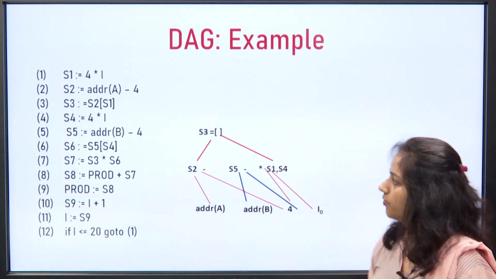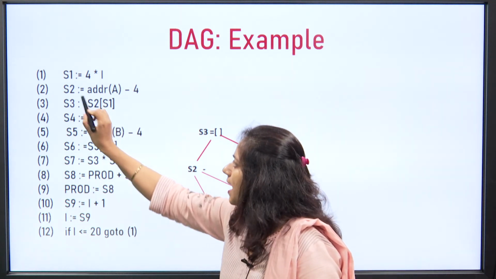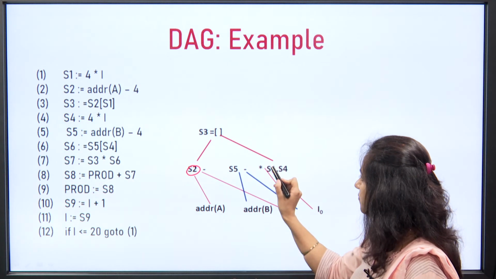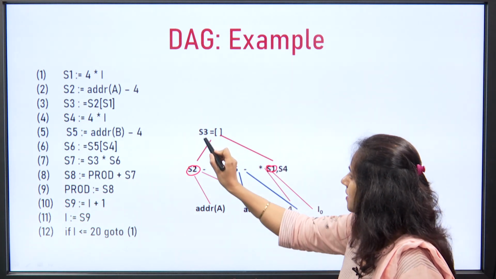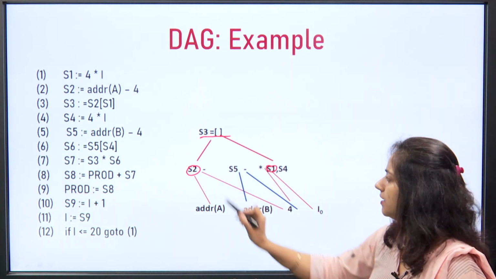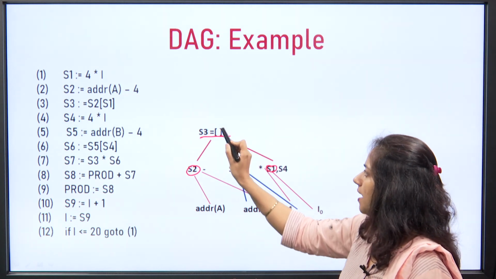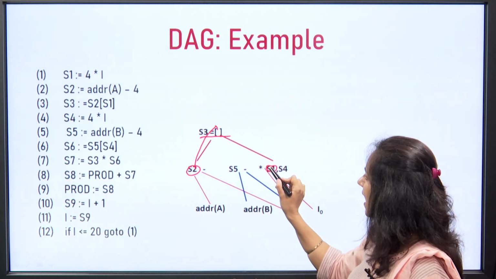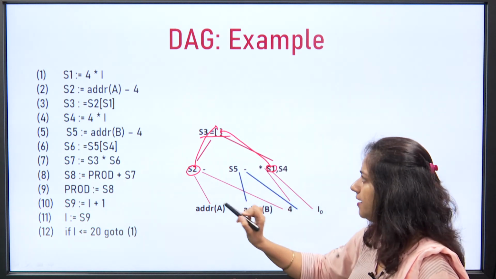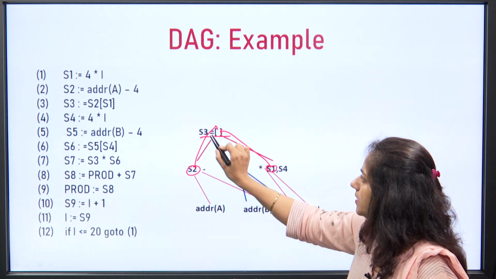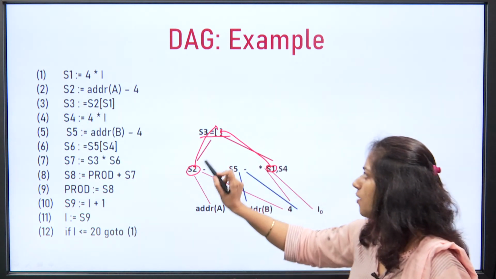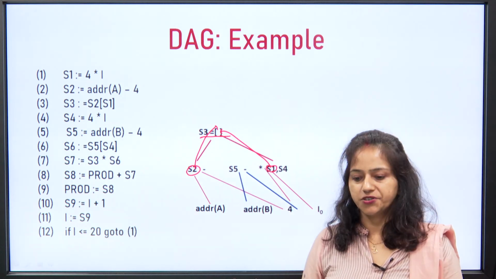Now, next suppose further we have S2 at S1. So, S2 is this one and S1 is this one. We can use this operator, that is the equal array operator. So, this is S2 and here we have the index S1, and then this will be assigned to the S3 variable. So, another label can be marked at this node.